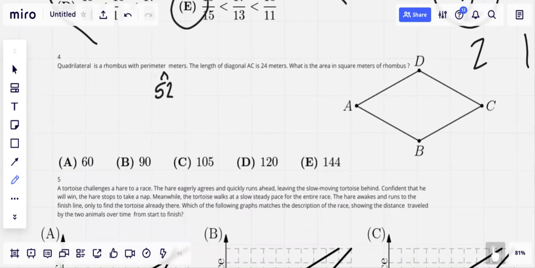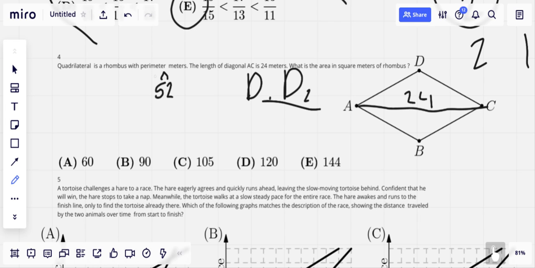Quadrilateral ABCD is a rhombus with a perimeter of 52 meters. The length of the diagonal AC is 24. So AC is equal to 24. What is the area in square meters of the rhombus? So the area of a rhombus is equal to diagonal 1 times diagonal 2 divided by 2. So basically, we have to find the length of the other diagonal.